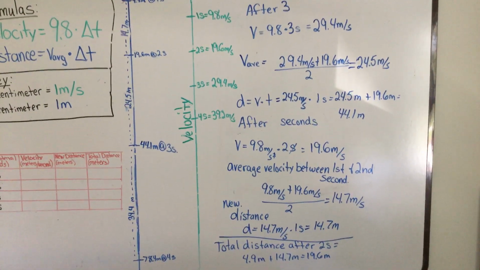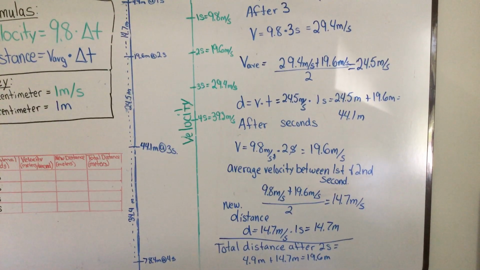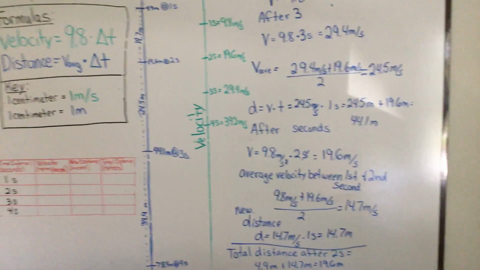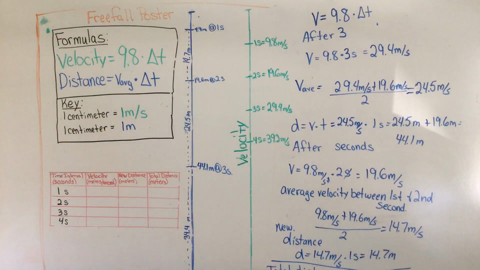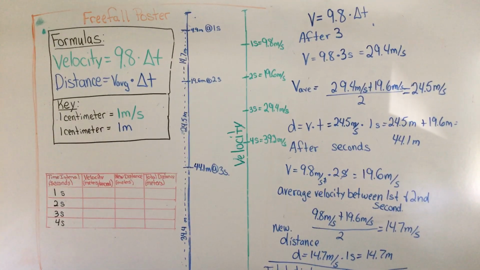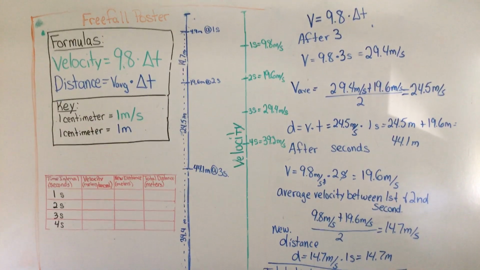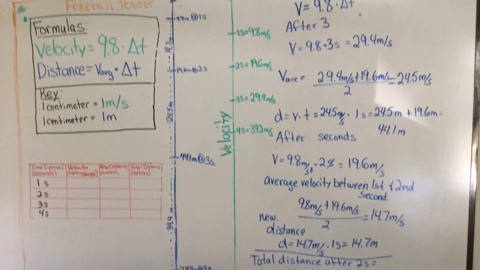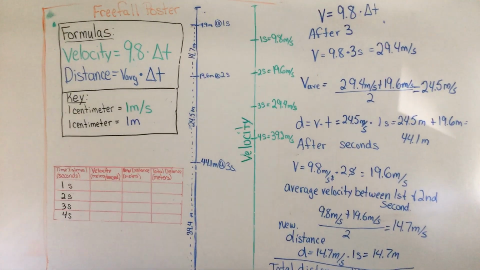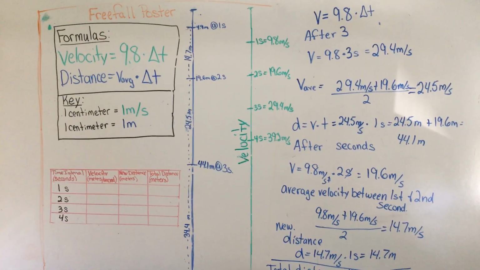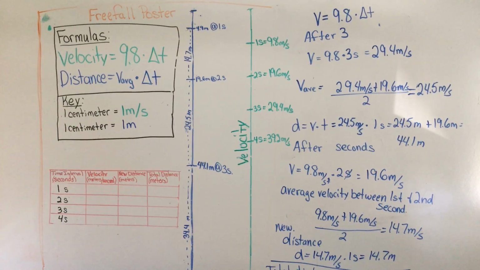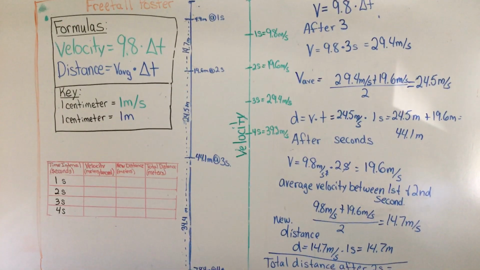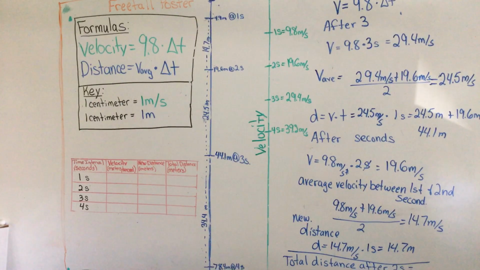On your poster, you do not need to have any of the math, but you do need 2 different colored lines. One for velocity, marking the separation by centimeters. 1 second equals 9.8, so that's going to be 9.8 centimeters from the top. 2 seconds equals 19.6 meters per second.